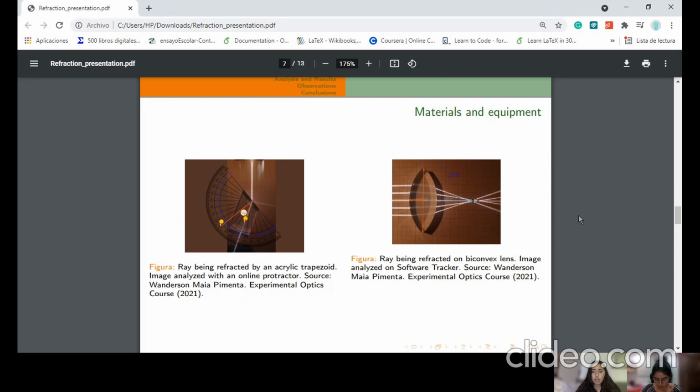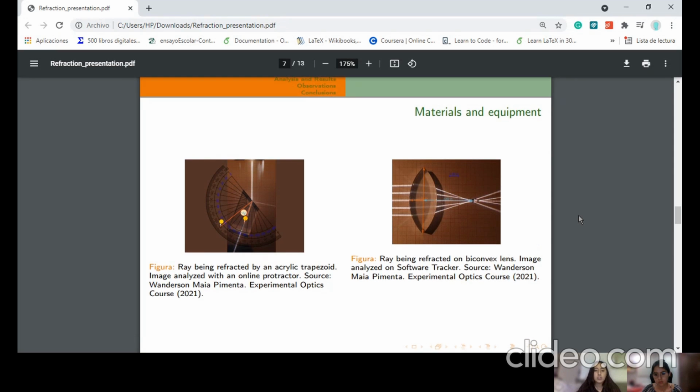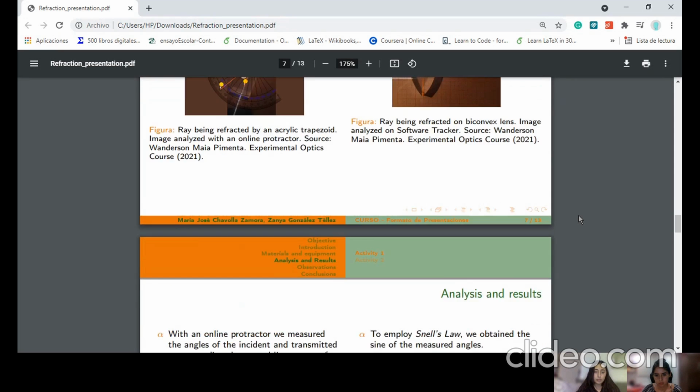In the second experimental setup, we can see that we're using a biconvex lens that was placed in front of a ray box with a 5-ray configuration, and a millimeter sheet was placed underneath it. We used software called Tracker instead of the millimeter paper, so we were able to determine with more accuracy the focal length and the focal point.